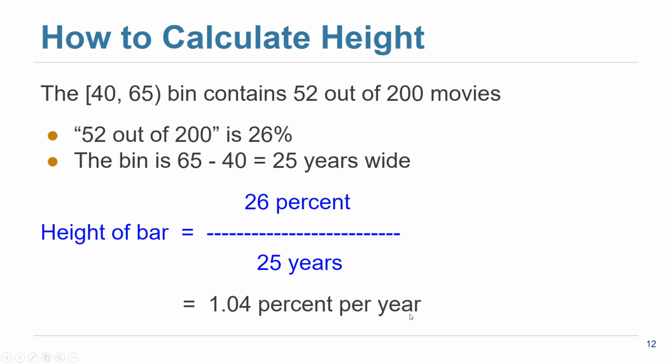1.04% per year. And I hope it's clear from that calculation why the unit here is percent per year. Because the unit here is percent, and we divide it by the number of years, that gives us the unit percent per year. Okay.